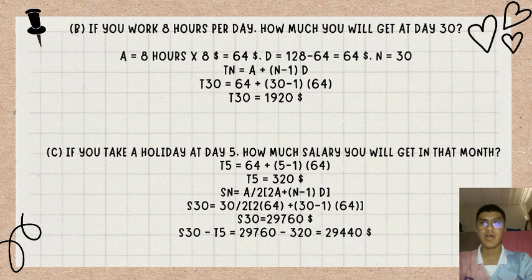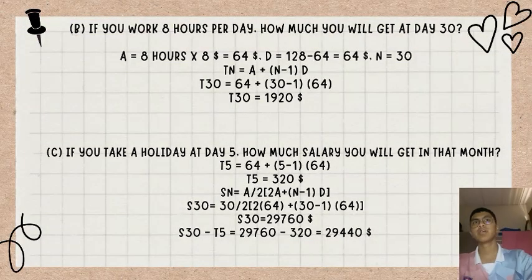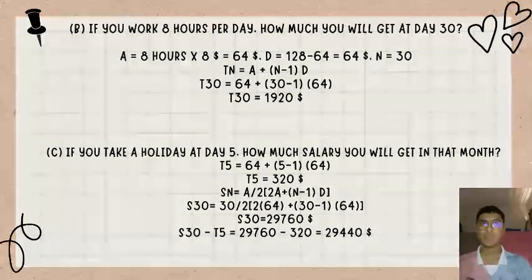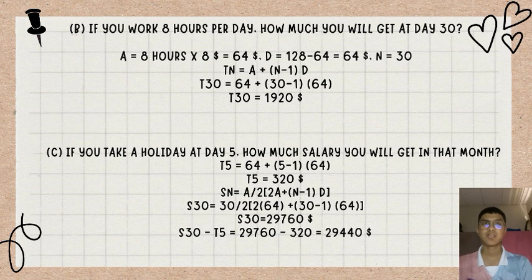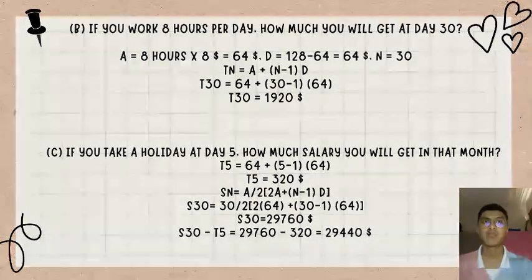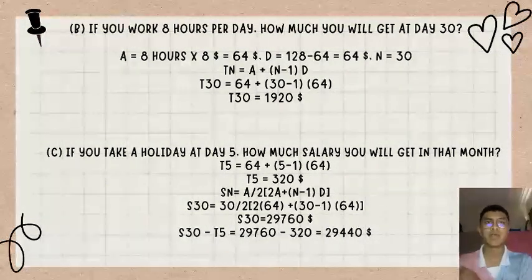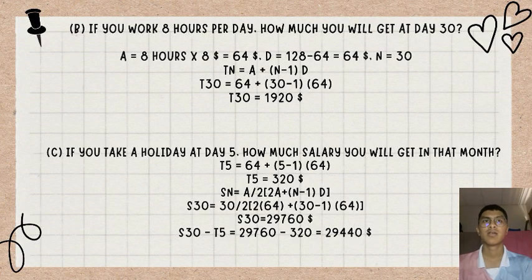And we use N equals to 30 because we need to find the day 30 salary, and then we can use the same formula as before, which is Tn equals to A plus N minus 1 times D, and then we need to insert the input that we have, which is N, D, and A. So we get T30 equals to 64 plus 30 minus 1 times 64, and we will get T30 equals to $1,920.